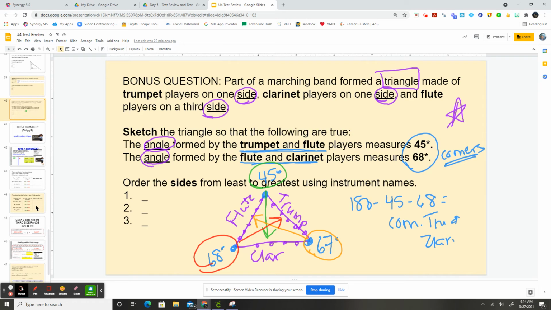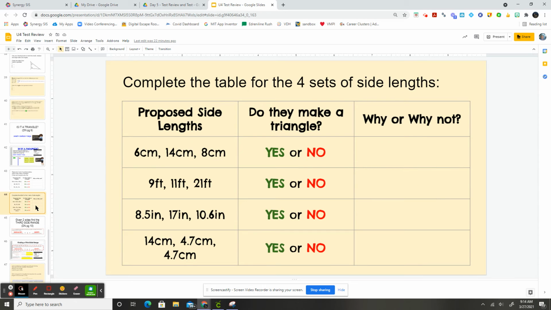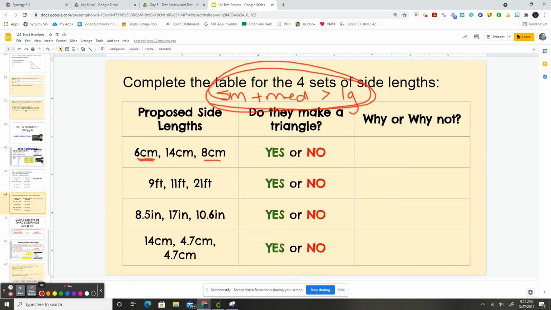Learning target 5 was small plus medium is bigger than big. Small plus medium is bigger than large. You got to memorize that. There's no way around it. They're not always going to be in the order. So small plus medium has to be bigger than large. 6 plus 8 has to be bigger than 14. These are equal, so this is not true.